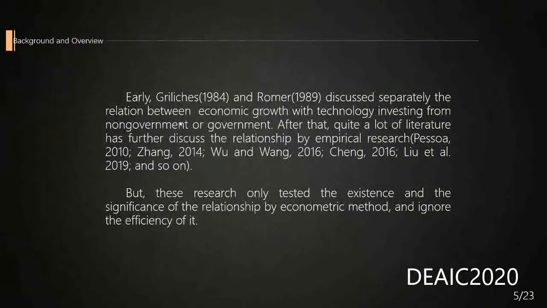Early on, Barro and Romer discussed especially the relation between economic growth and technology investing, whether from non-government or government. After that, quite a lot of literature has further discussed the relationship by empirical research, such as Purcell in 2010, Zhang in 2014, Wu and Wang in 2016, Cheng in 2016, and Liu in 2019, and so on. But this research only tested the intent and the significance of the relationship by econometric methods, and they all ignore the efficiency of it, so we will do it.